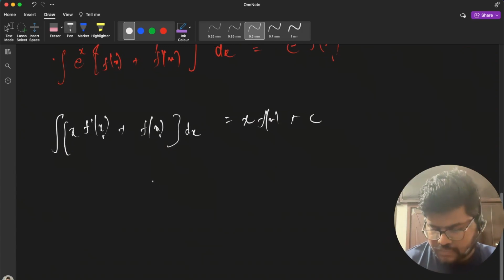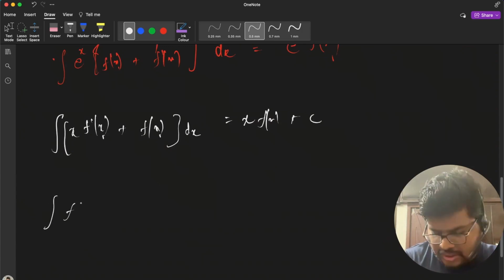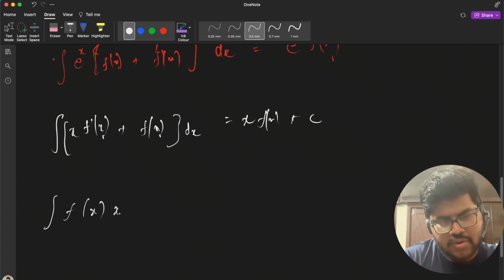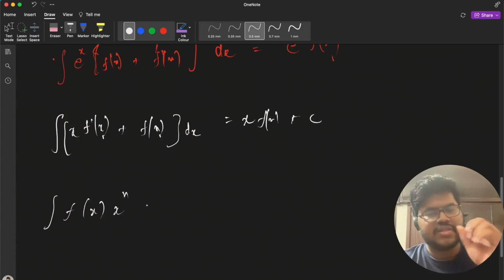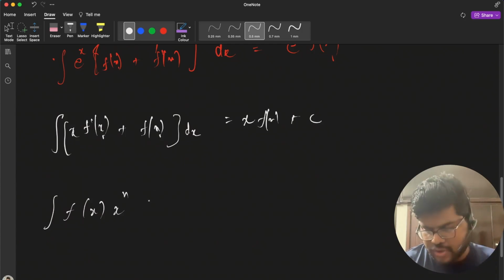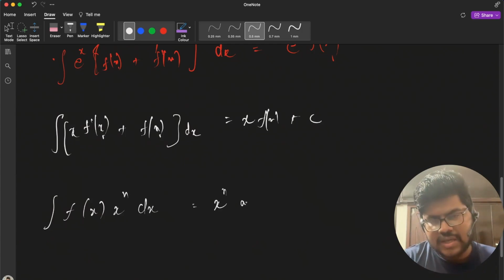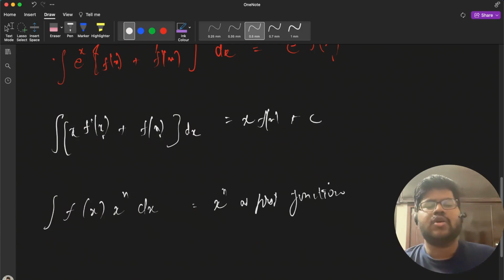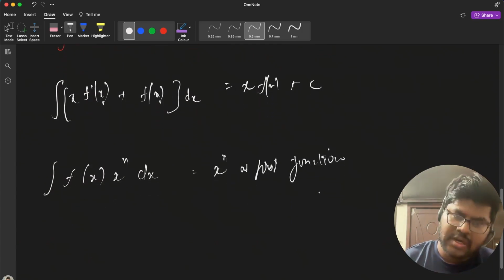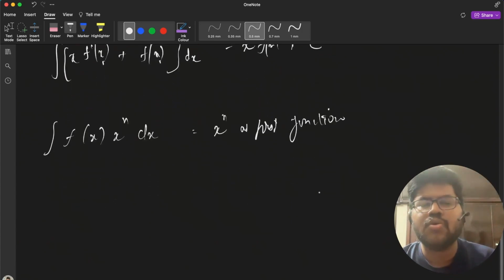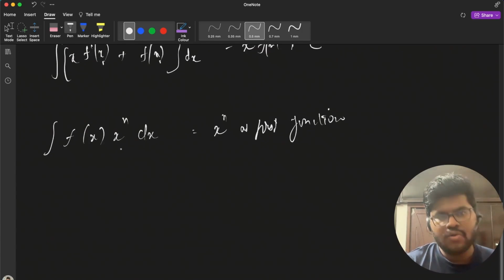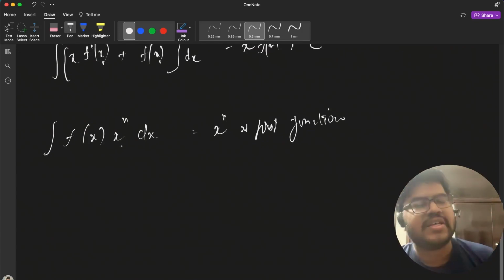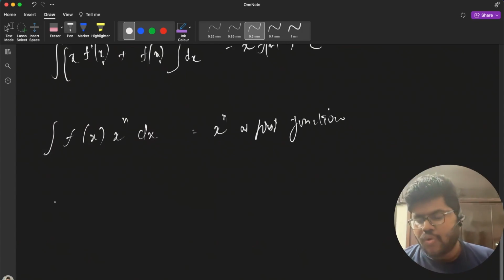Also, if we come across such a function, f(x) into x raised to n, right? If we come across such a function, then it should be kept in mind that we will take x^n as the first function always. Why? Because the first function remains the same in the first part, so it is easy, becoming x^n. If we differentiate the x^n, then it becomes difficult to integrate the f(x) function along with the x^n function, right?